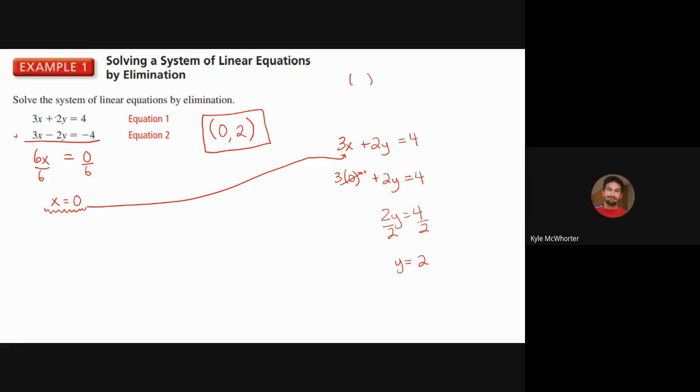So our strategy was we noticed that we had variables that had opposite coefficients. That's what we're looking for. Y had a positive 2 in this equation. Y had a negative 2 in that equation. So when we added these equations together, the y's canceled out. We're looking for a variable that has opposite coefficients in the different equations.